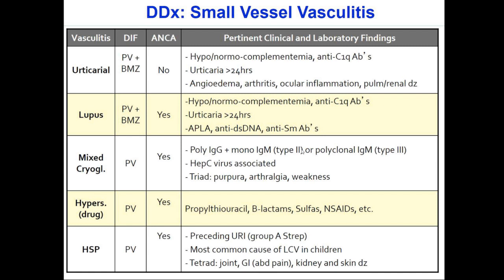Anti-C1q antibodies are a helpful marker of this disease. There does seem to be some overlap with lupus vasculitis, but in this patient, anti-dsDNA and anti-Smith antibodies were negative. Mixed cryoglobulinemia types 2 and 3, as I mentioned earlier, can also impart a small vessel vasculitis, and as we discussed, drug-related etiologies and hypersensitivity vasculitis, as well as Henoch-Schönlein purpura, which is characterized by IgA deposition in direct immunofluorescence.